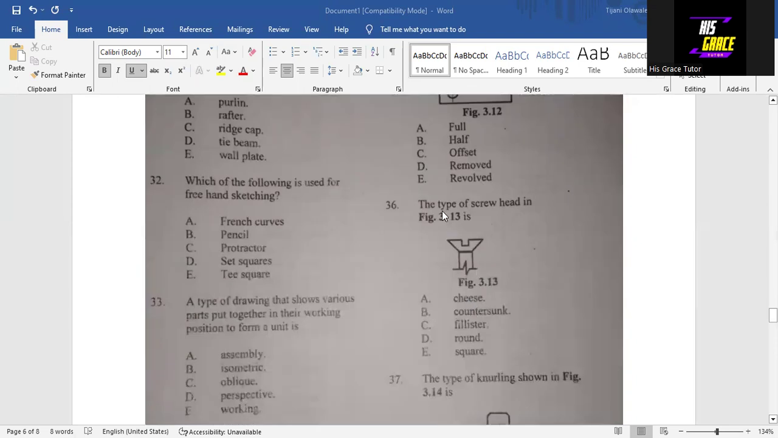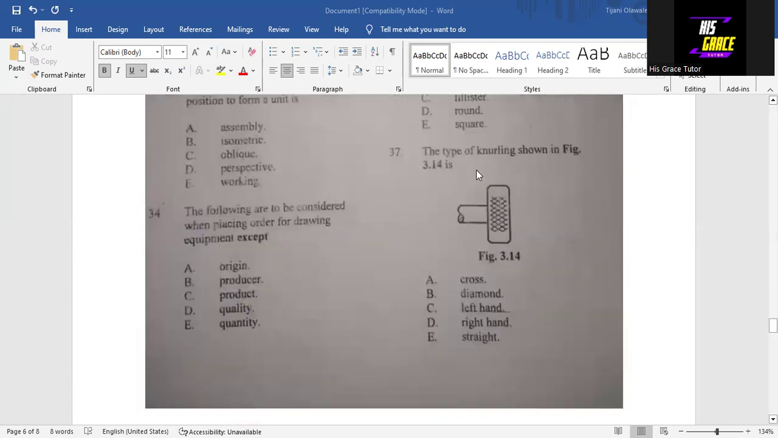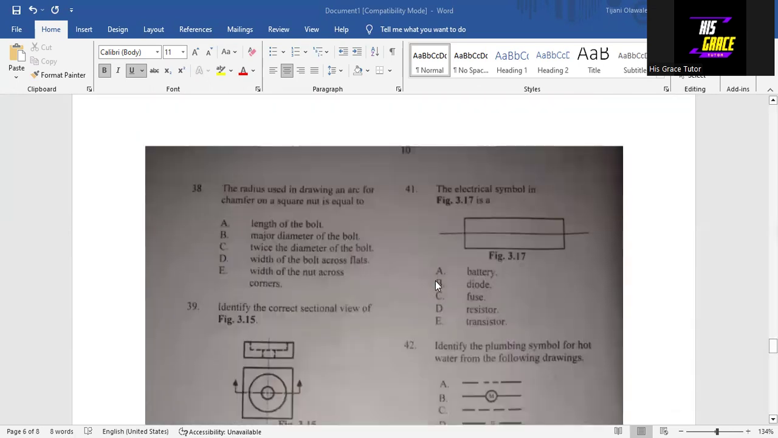Then question 36. The type of screw head is a countersunk. That is option B is the answer to that question. The type of knurling, that is question 37. The type of knurling shown in figure 3.14 is a diamond knurling. It's a diamond knurling. That is option B is the answer to that question.